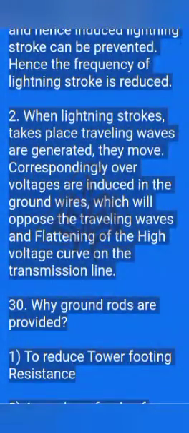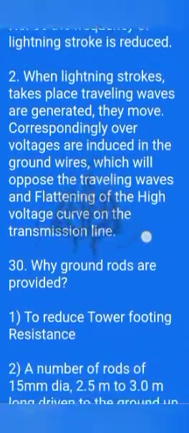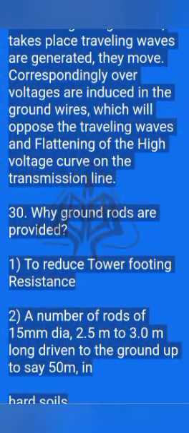2. When lightning stroke takes place, traveling waves are generated, and they move. Correspondingly, overvoltages are induced in the ground wires, which will oppose the traveling waves and cause flattening of the high voltage curve on the transmission line.